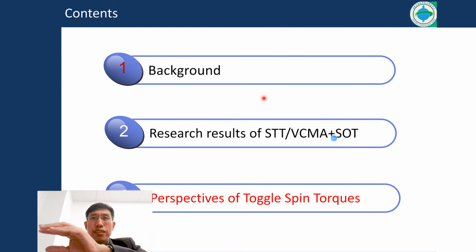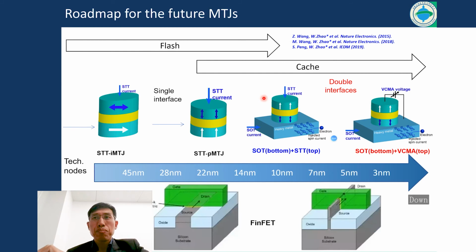I call it toggle spin torque. Toggle means the switching can be modulated by these two methods. Spin torques, there are two. Every time, there are two switching mechanisms used in these devices. Again, this is the roadmap of this MRAM from our point of view.